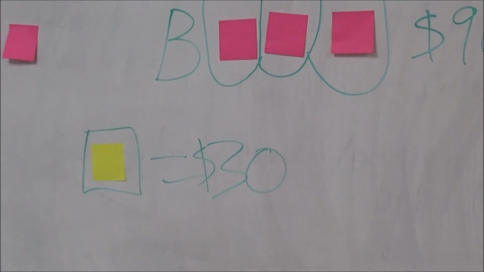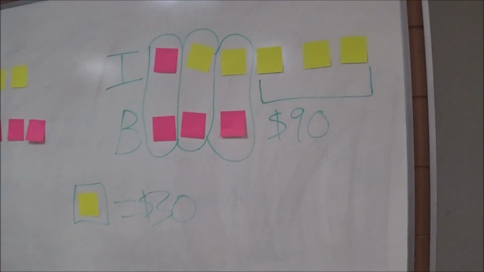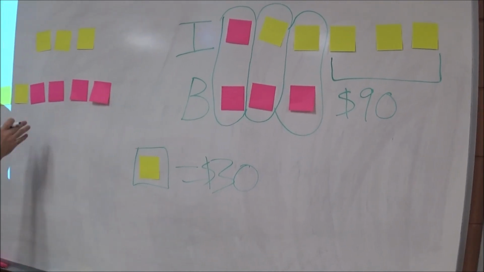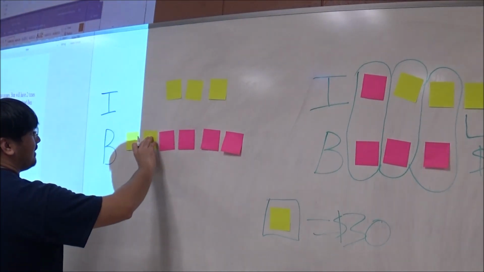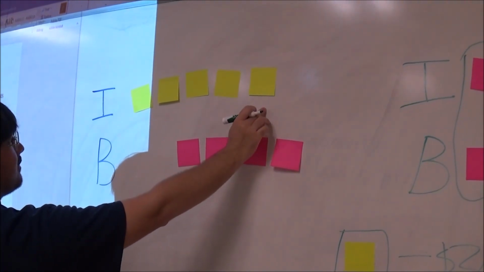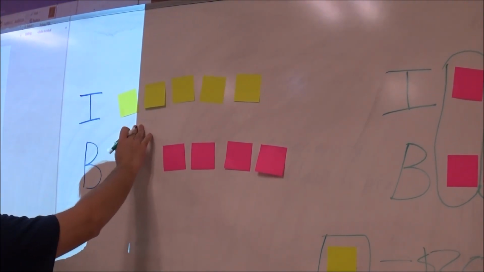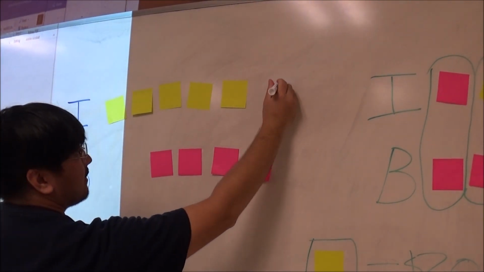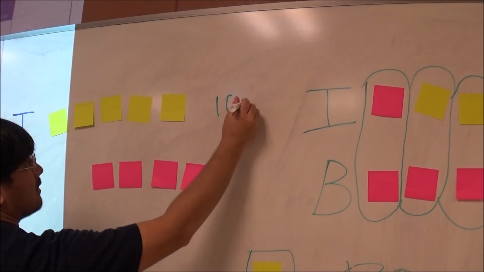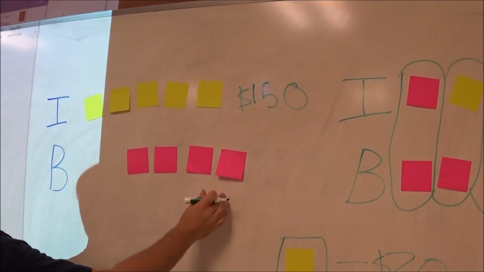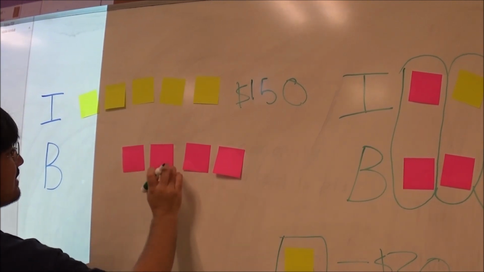So the final question is how much money do the 2 boys have together? Since we now know the value of each square, we can simply count the amount of squares that both Ben and Ewan have, which would be, since it's 5 for Ewan, 5 times 30, which would be 30, 60, 90, 120, 150. And then we have 4 for Ben, which would be 30, 60, 90, 120.